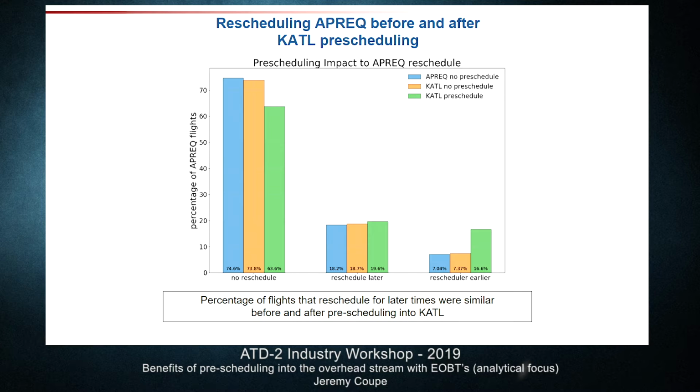So I think we found this encouraging, that we went through this process. We're seeing some benefits to compliance that we started with. We're seeing some benefits to the total delay that these aircraft are being assigned. And moreover, essentially the same number of aircraft are rescheduling for later times. So that's very encouraging.